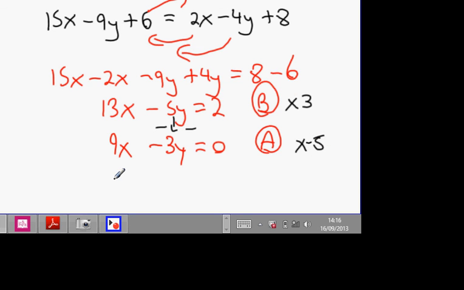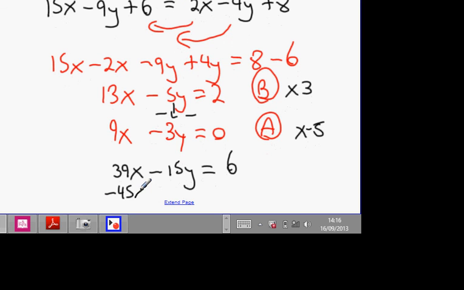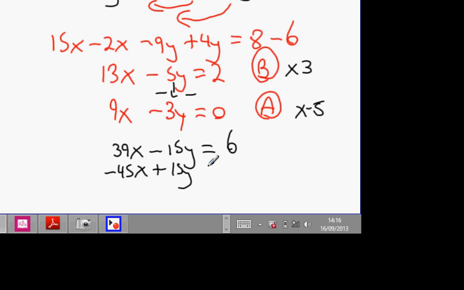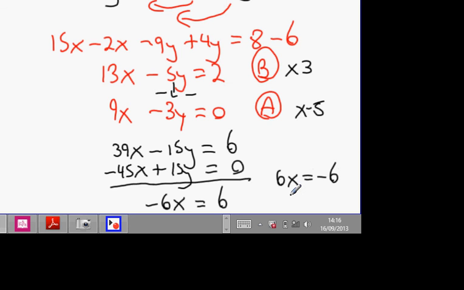3 times 13? 39x. 3 times 5? It's 15y. 3 times 2? 6. Minus 5 times 9? Minus 45. Minus 45x. Minus 5 times minus 3? Plus 15y. And finally, minus 5 times 0? 0. And after all this, we're going to get minus 6x equals 6. 6x equals minus 6, therefore x must equal minus 1.